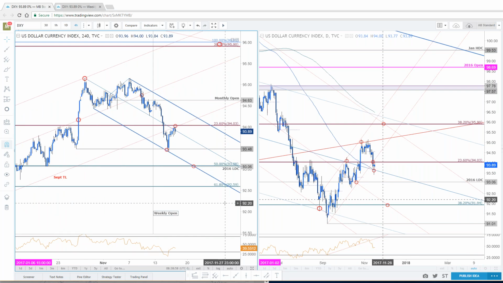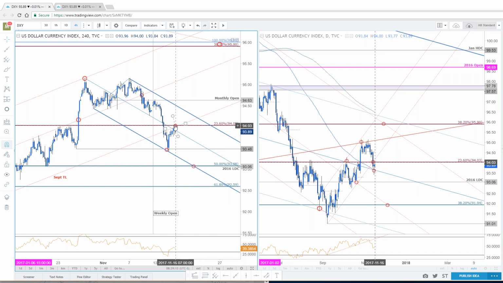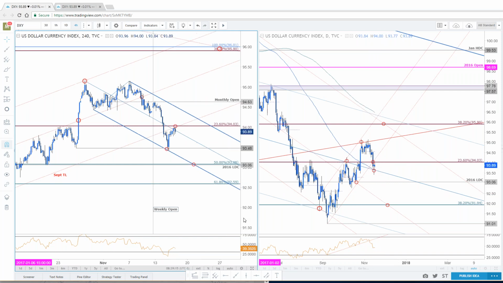Watching for a reaction off 94 as we head into the U.S. open, and just keep in mind, the dollar has been getting bid into the U.S. trade session lately. So I do want to see how the U.S. markets open. Want to see a reaction at 94.03 max. You know what I mean? Somewhere around here for a reaction and a continued move lower.